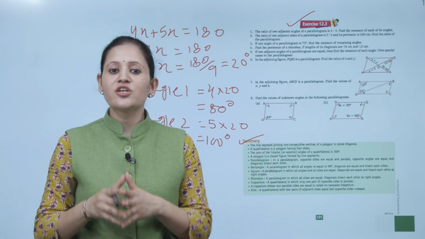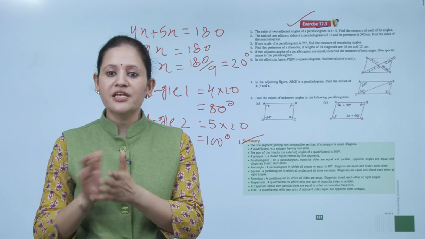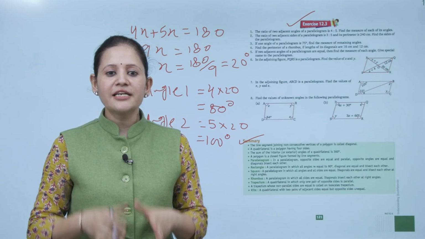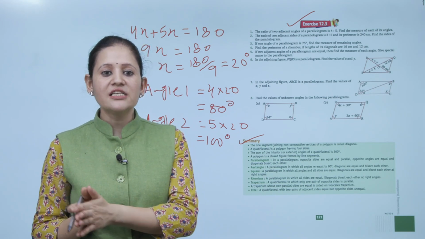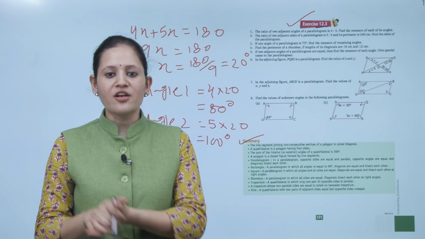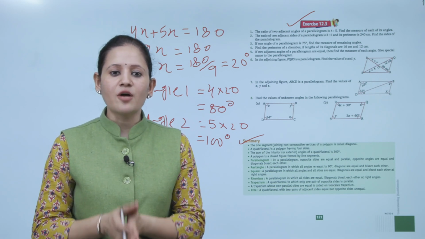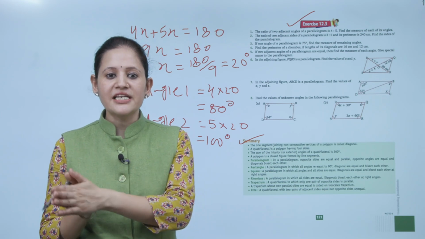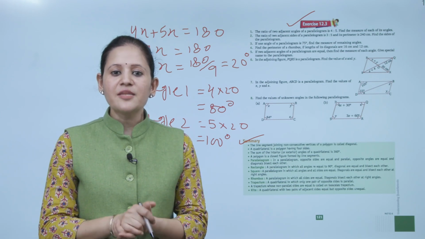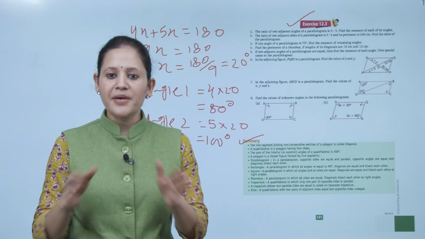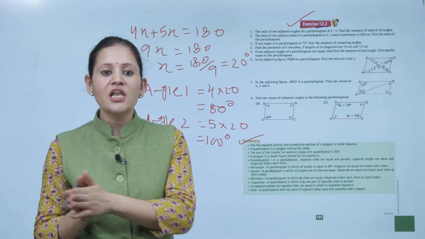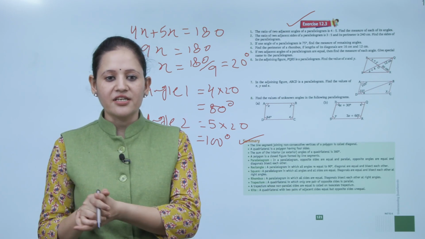A line segment joining non-consecutive vertices of a polygon is called a diagonal. A quadrilateral is a polygon having four sides. The sum of the interior angles of a quadrilateral is 360 degrees. A polygon is a closed figure formed by line segments. Parallelogram: in a parallelogram, opposite sides are equal and parallel. Opposite angles are equal and the diagonals bisect each other.